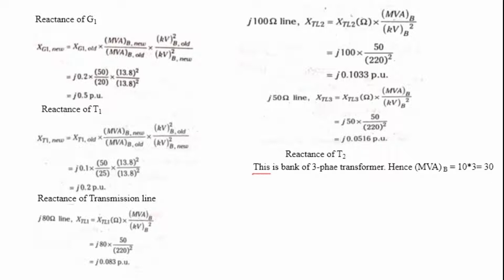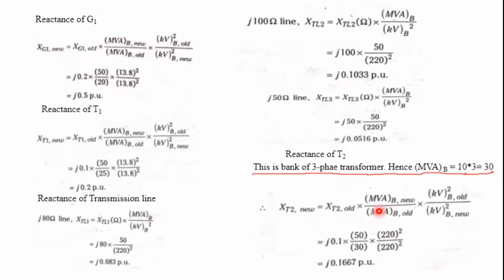Here you have to see, this is something different. Transformer T2 is a bank of three-phase transformers. So what is each rating? It is 10 MVA. So we are making single phase transformers into a three-phase transformer, each having the rating of 10, 10 multiplied by 3, so we will get 30. For the rating, you have to multiply by 3. For the voltage, you have to multiply by root 3. This is how we are going to transfer. This is something different, so you have to be very careful here. 10 into 3 will get 30 MVA.